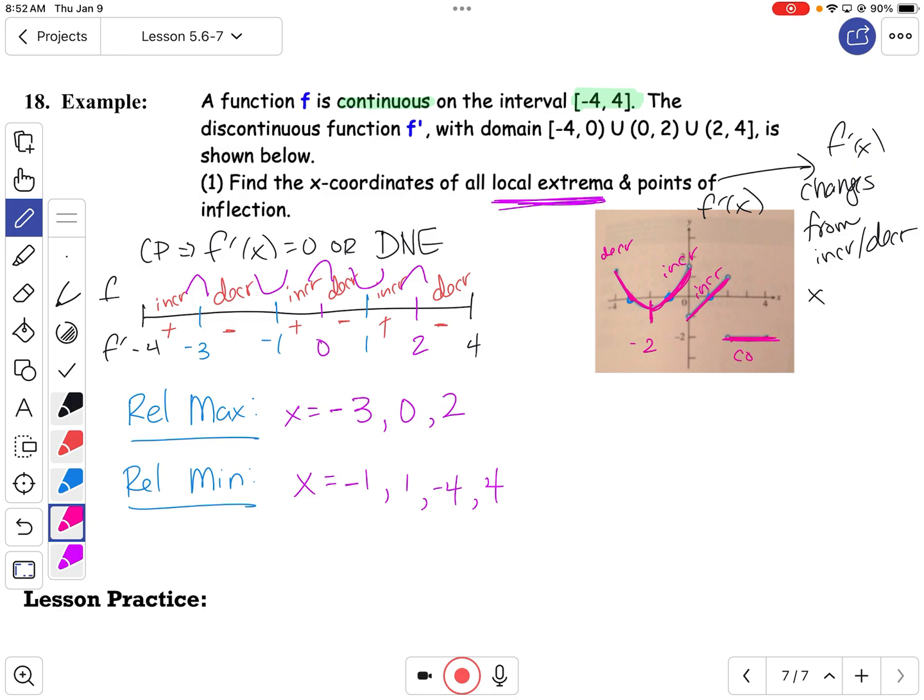Constant. It's constant. So the only time that we get a point of inflection is when it changes from increasing to decreasing, or decreasing to increasing. So increasing to constant is not a point of inflection. So how many points of inflection do I have? Just one. So my point of inflection is at x equals negative 2. So that's all visual from the graph.